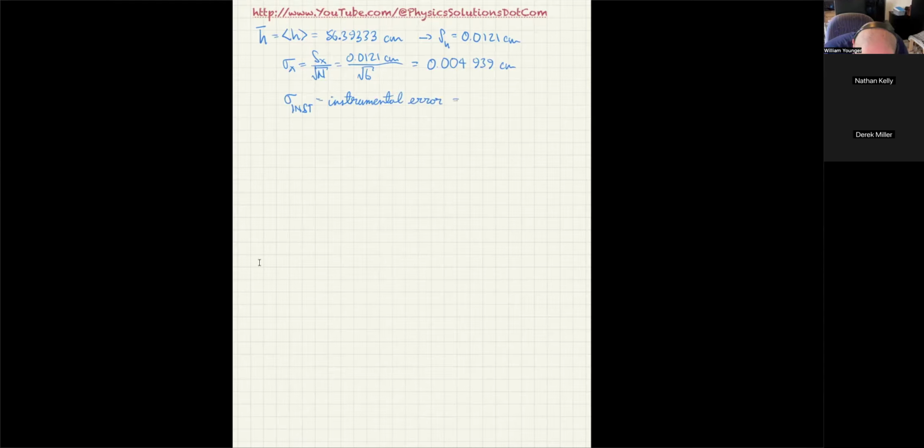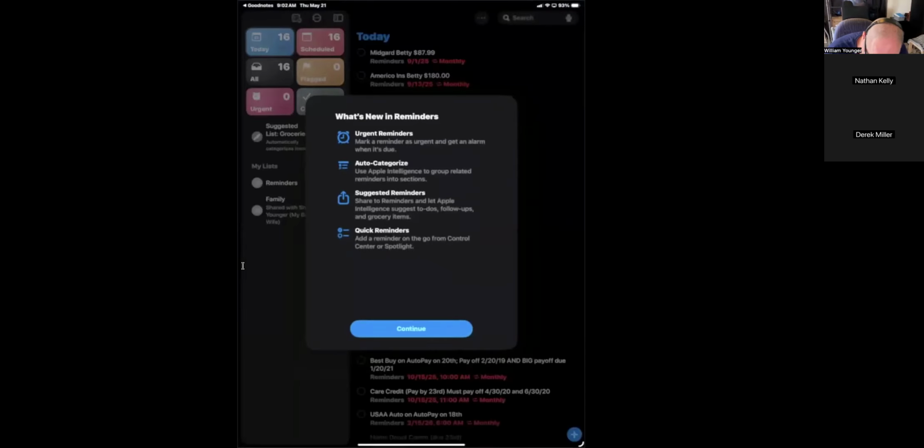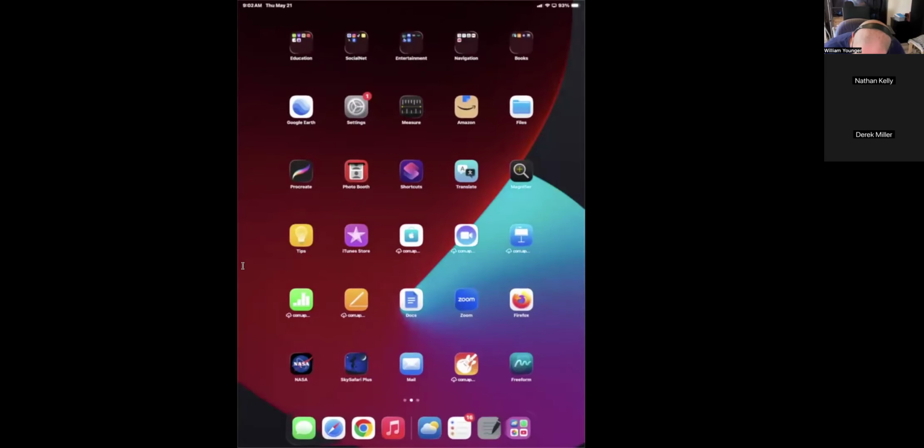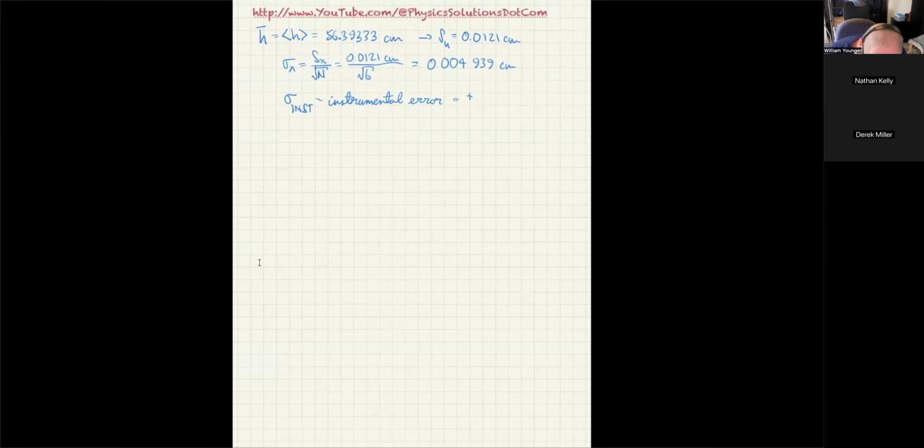But we might have found, for instance, the instrumental error. We might have found that the instrumental error was 0.02 centimeters, because a meter stick is normally not better than plus or minus 0.01. It's normally even 0.02.